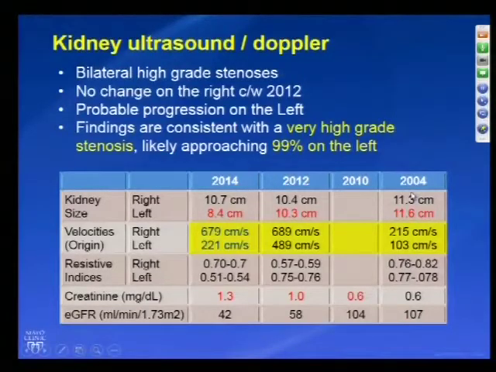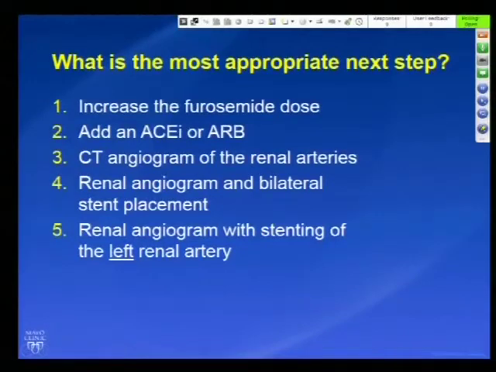I put some data here on the prior ultrasounds, 2004, 2012, 2014, and you can see the kidney size on the right side had decreased a little bit. On the left side, more dramatically, it was down to 8.4 centimeters. You can see the velocity also had increased significantly on the right side. On the left side, it had decreased, and that's probably because there was no more flow to the kidney to generate enough velocity. And the creatinine had increased from 0.6 in 2004. In 2010, it was still about the same. Two years later it was up to 1, and then at the time we saw her, it was 1.3, and the corresponding GFR is there. So at this point, what would be the next step?